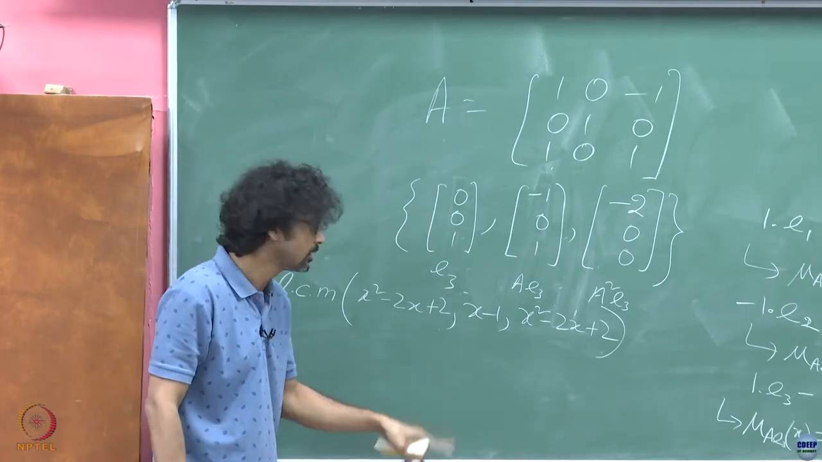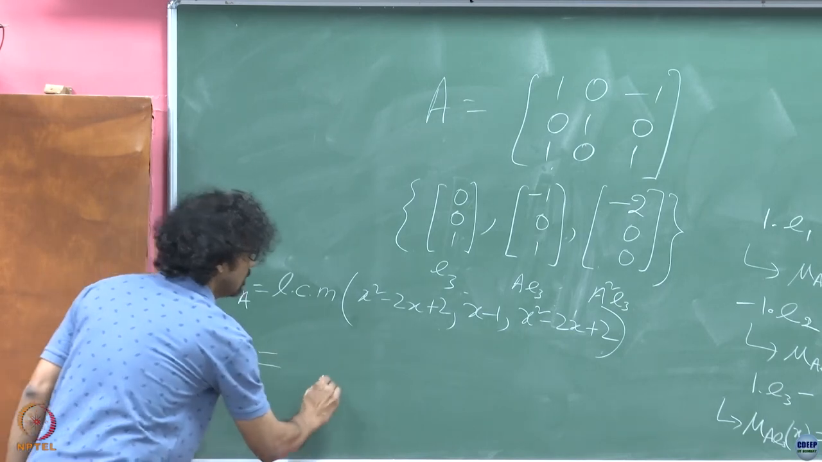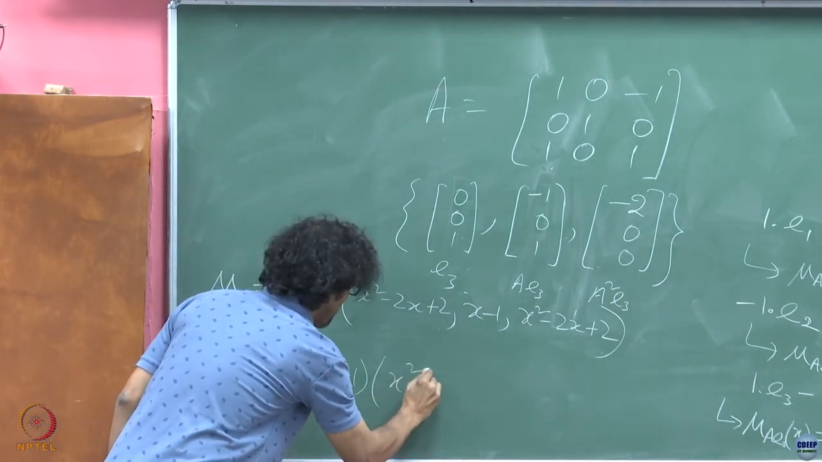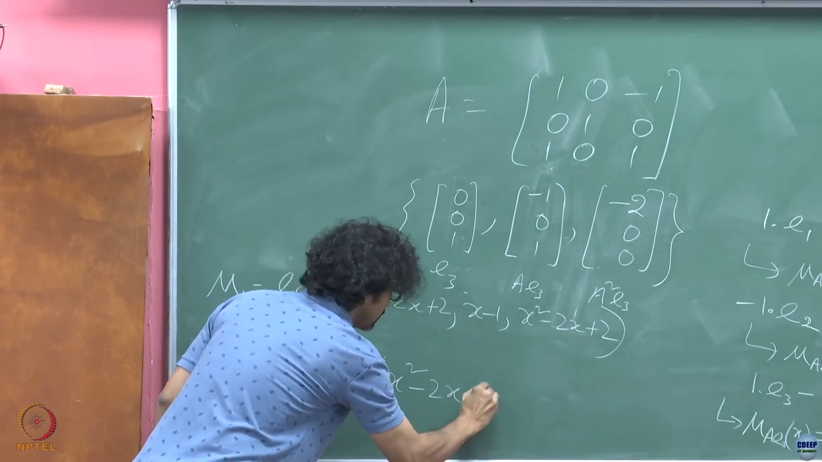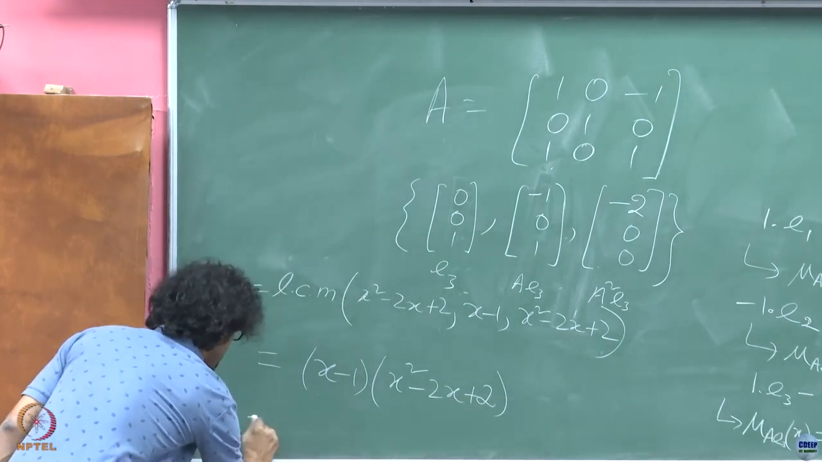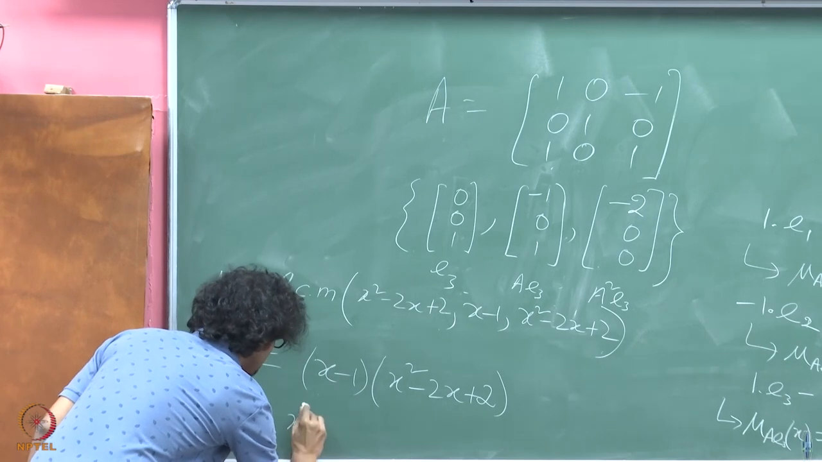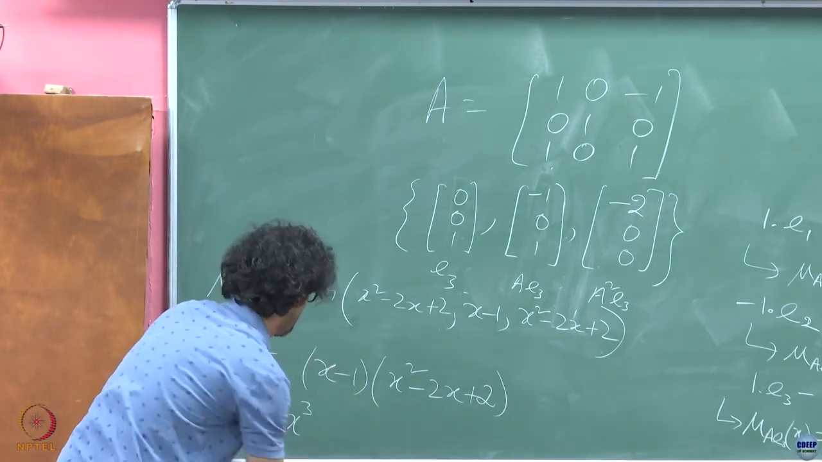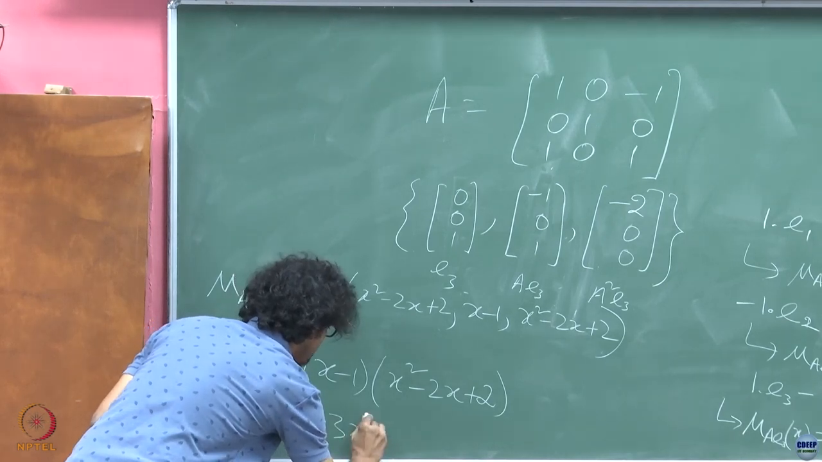No common factor. So therefore, this turns out to be just x minus 1 multiplied by x squared minus 2x plus 2, which is given by x cubed minus 2x squared minus x squared minus 3x squared, right? Please check my calculations.